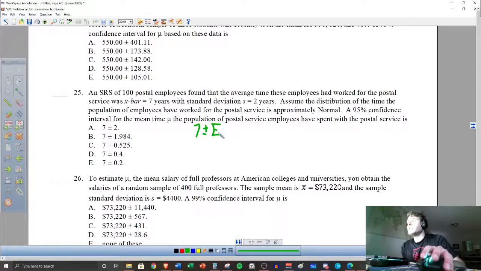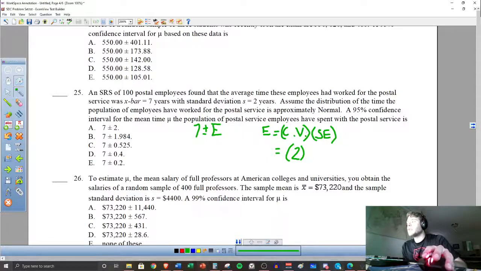Okay, so really we just need the standard error. We know the point estimate 7, so we need the critical value. We have E equals critical value times standard error. Okay. So what is the critical value if it's 95%? Well, that's going to be 2, right? So we say 2 times the standard error.